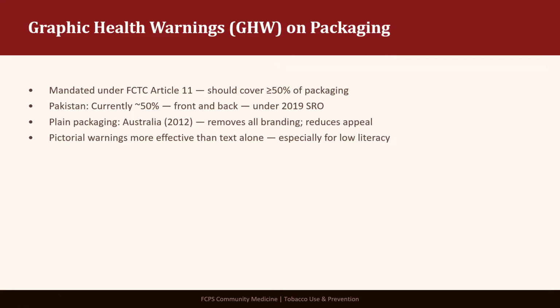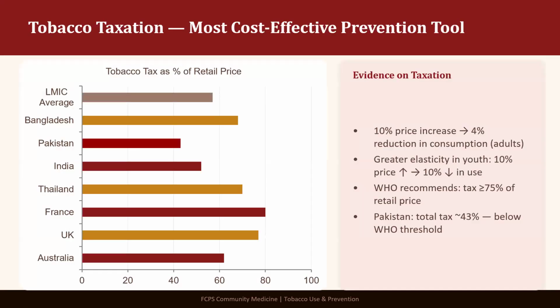Graphic health warnings on packaging are mandated under the Framework Convention on Tobacco Control, Article 11, and should cover greater than 50% of the packaging. Pakistan currently has approximately 50% on front and back, under 2019. Plain packaging in Australia in 2012 removed all branding to reduce appeal. Pictorial warnings are more effective than text alone, especially for people with low literacy.